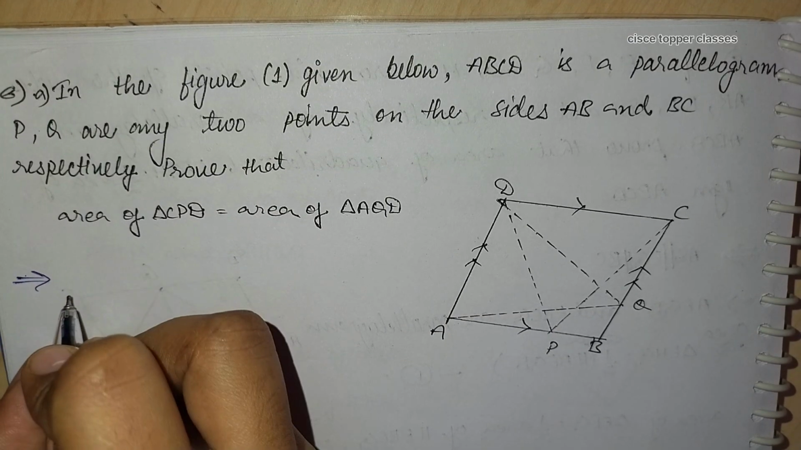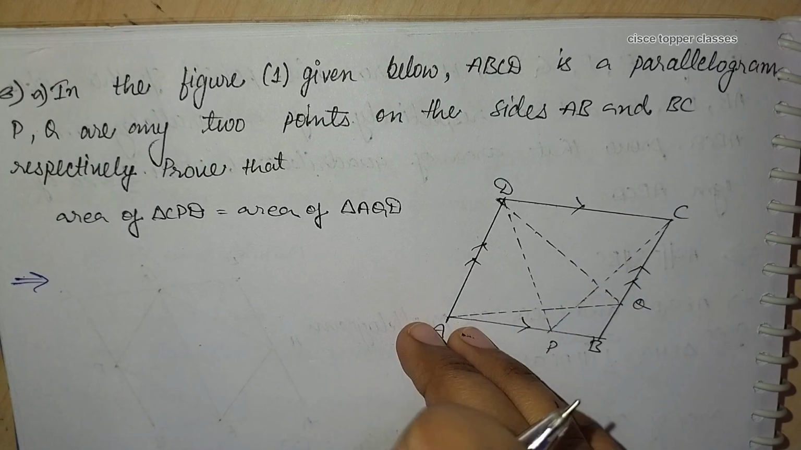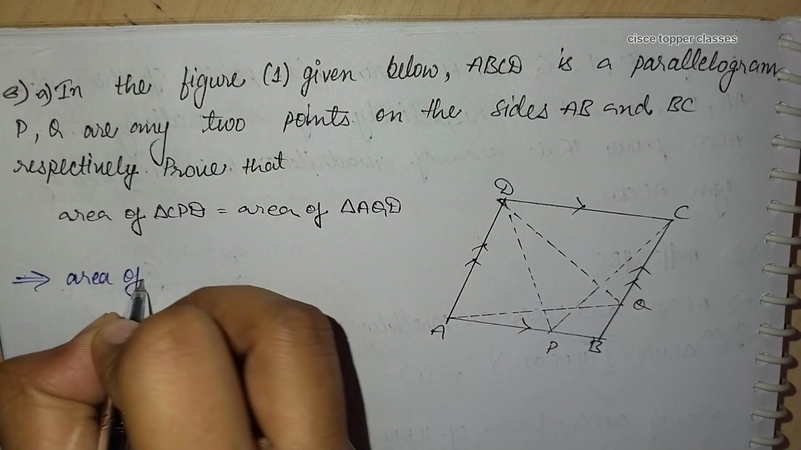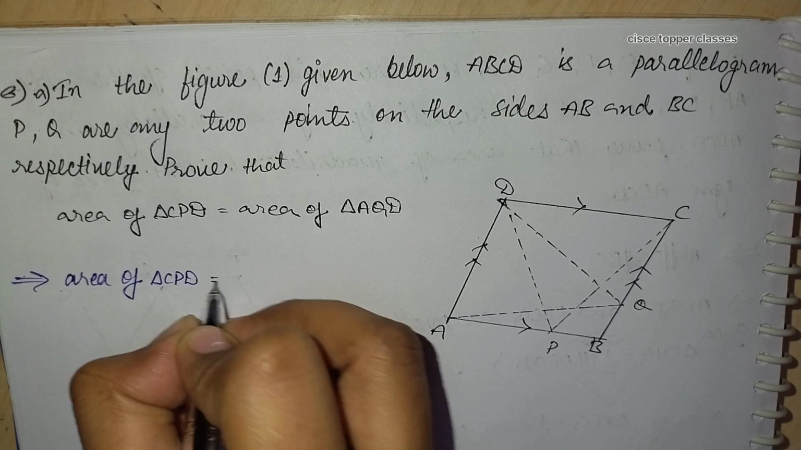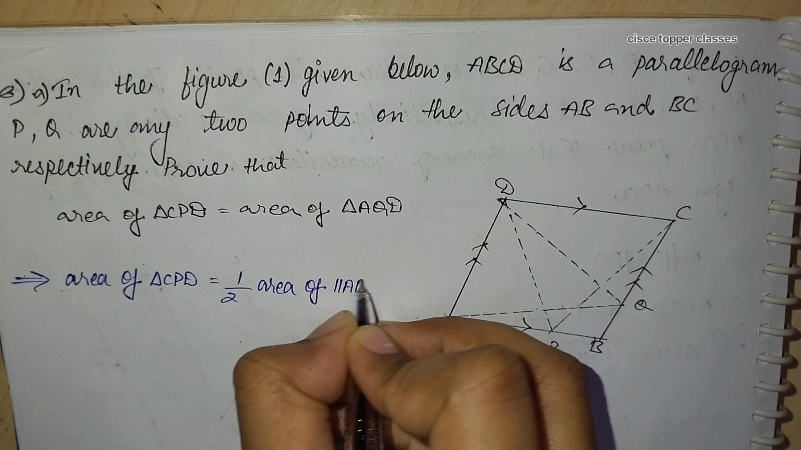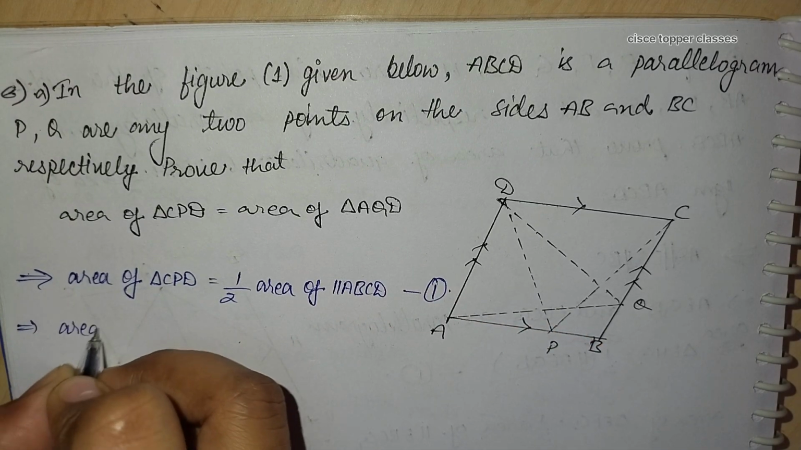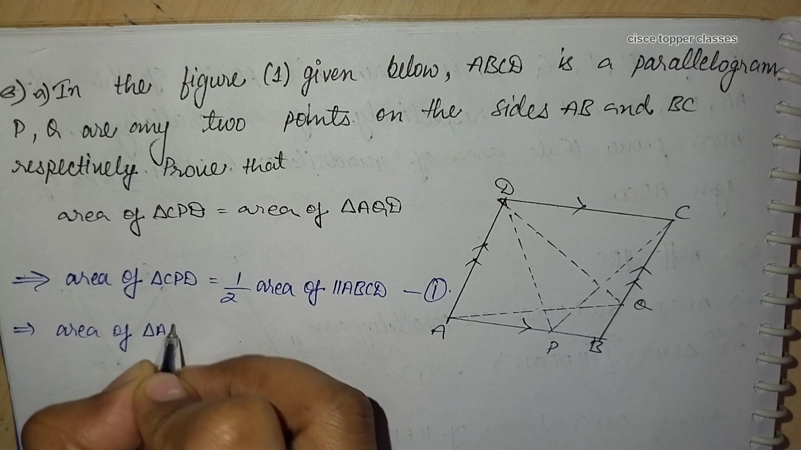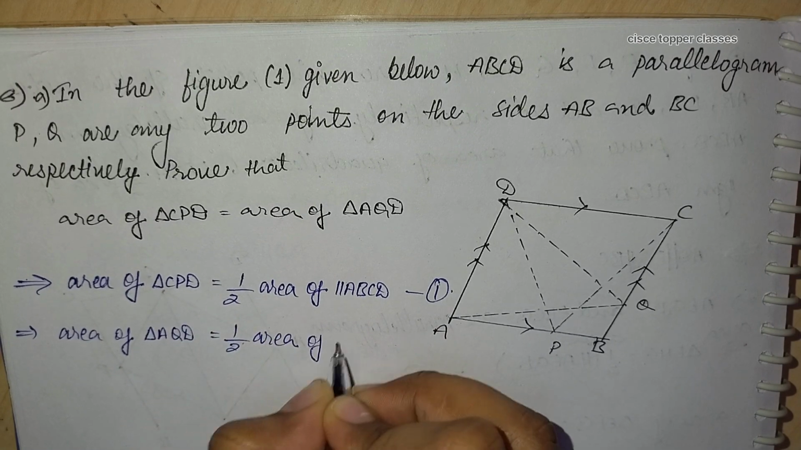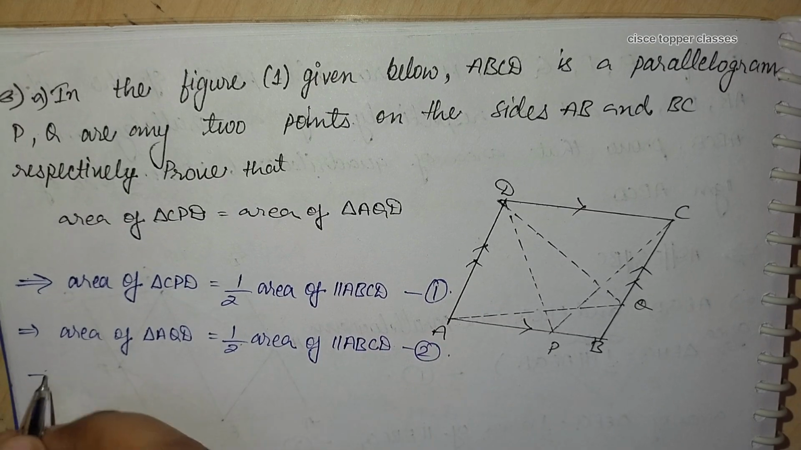So simply we can write it as this DPC, because it is on the same base and between the same parallel lines. So we can say that area of triangle CPD is equal to half of area of parallelogram ABCD. Put it as the first equation here. Now we have area of triangle AQD, so it will be half of area of parallelogram ABCD. Now we can put this as second equation.